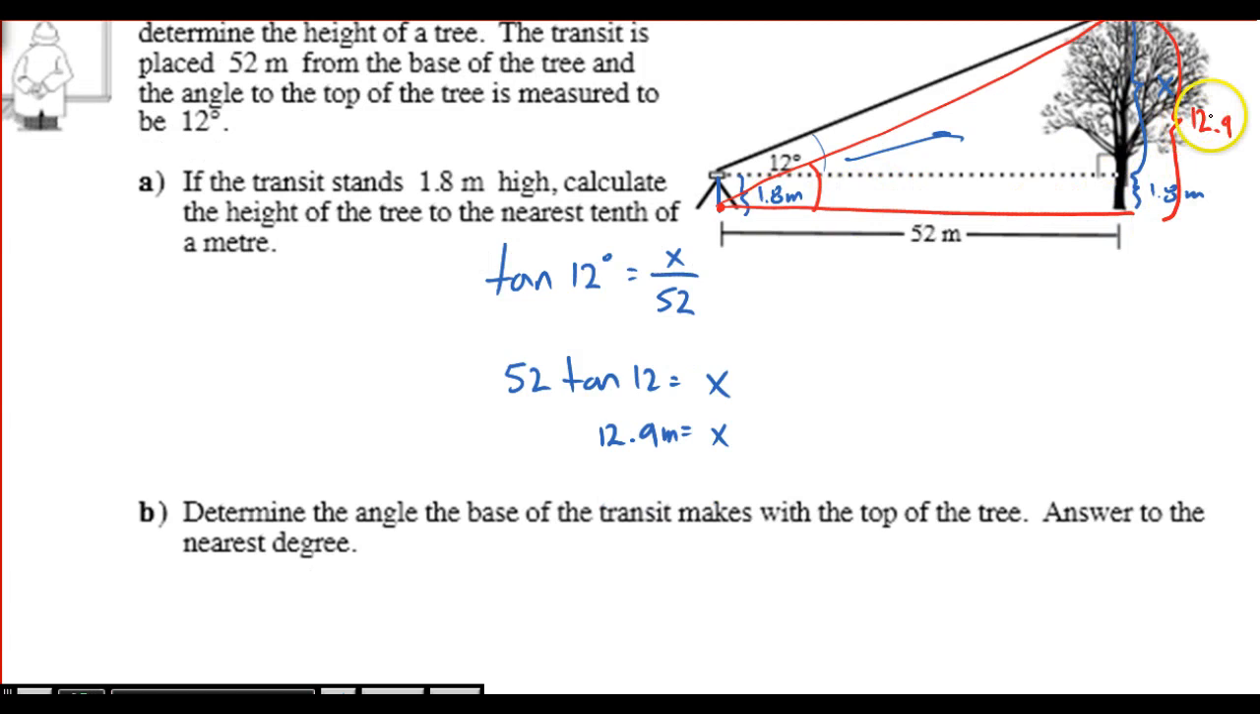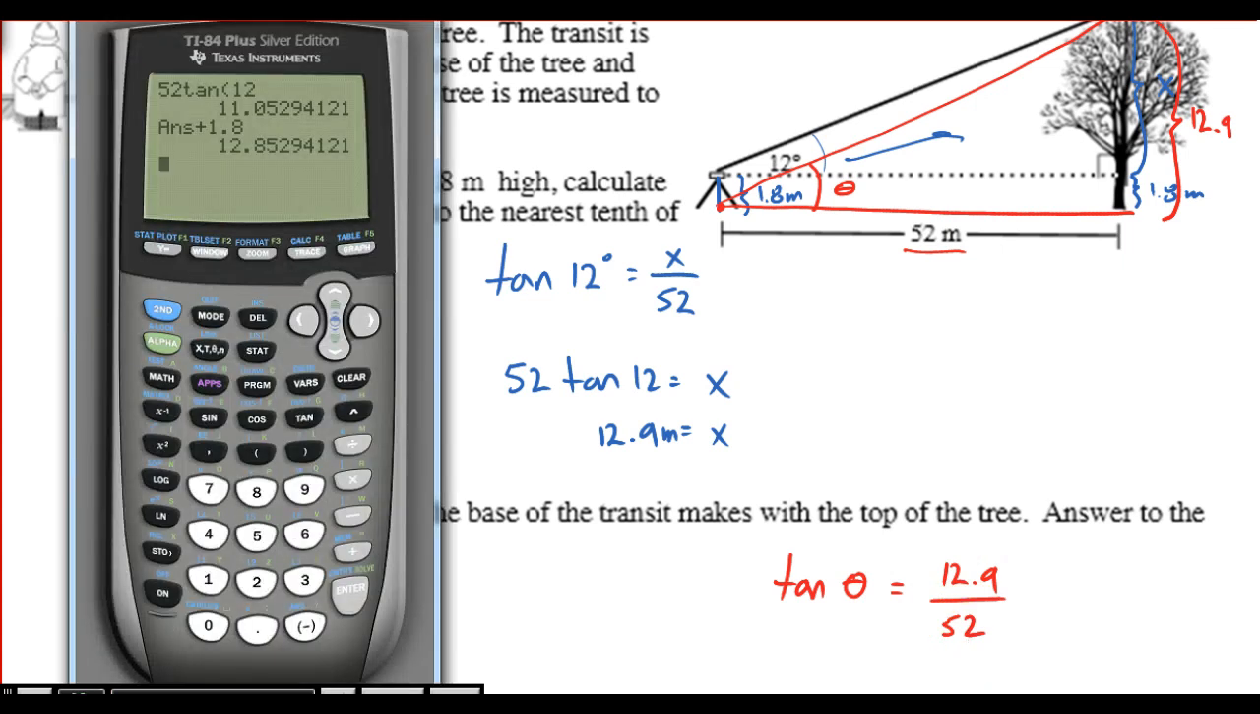Well, we're just going to take into account this entire height, which is the opposite, and the distance obviously stays the same. So again, that's the tan ratio. It's going to be tan, and I'll call this theta. Theta is a common Greek symbol used as a variable for an angle. So tan theta is going to be opposite over adjacent, so 12.9 divided by 52. On my calculator, I have to go inverse tan 12.9 divided by 52 in order to get theta, which is about 14 degrees.